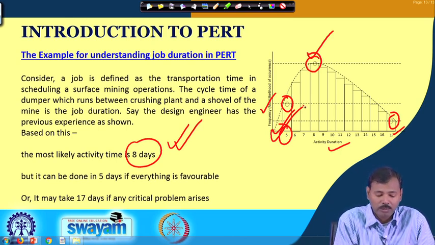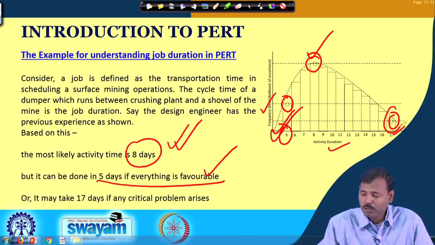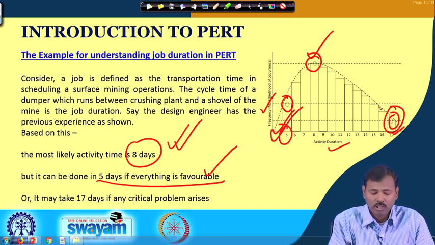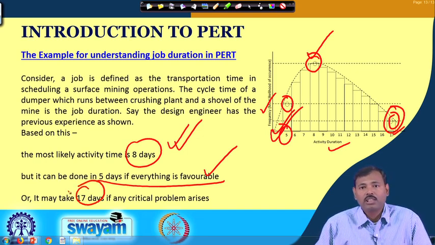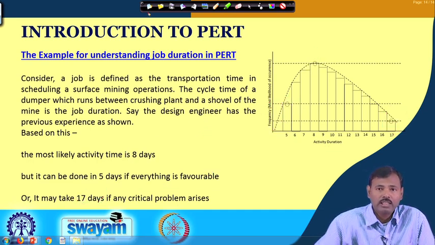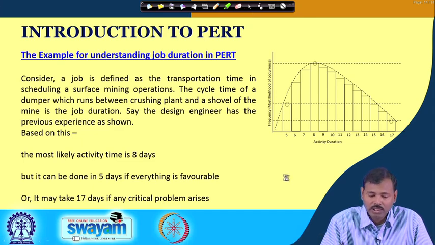So, we are considering that is the most favorable case and that is the most optimistic time, and this is the most pessimistic time which we have experienced so far, and we are considering this 17 days is the most pessimistic time which we are considering as the pessimistic time. So, basically as per our understanding we are considering the most likely, most optimistic and most pessimistic time while we are considering the uncertainty of the completion time of a job which we are considering here.